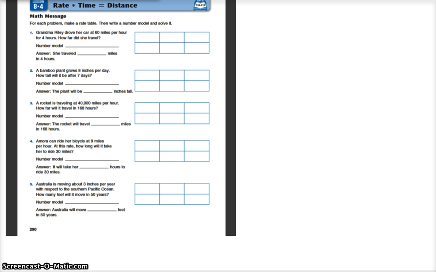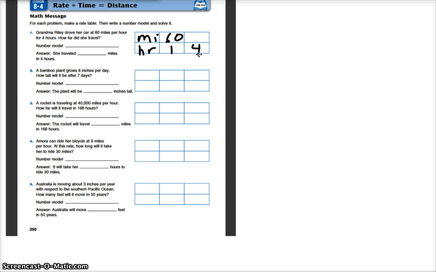So looking at number one, Grandma Riley drove her car at 60 miles per hour for 4 hours. How far did she travel? First thing is we got to identify what we're talking about. So on the top, we are talking about miles. And on the bottom, we're going to put hours. So she was going at a rate of 60 miles per 1 hour. So in 1 hour, she can travel 60 miles. How many miles is she going to travel if she drives for 4 hours?